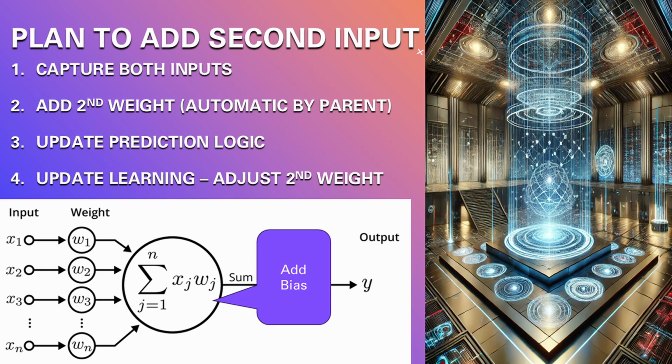Let's look at the details of how we're going to update the Blackbird copy into the Hayabusa. First, we're going to have to capture both inputs. And then as mentioned, the parent class already will give us a second weight. Since there's two inputs, there will be two weights available for us to use. Third, we're going to update that prediction logic by putting in the second weight times the second input. And last, we'll update the adjustment to update our new weight.